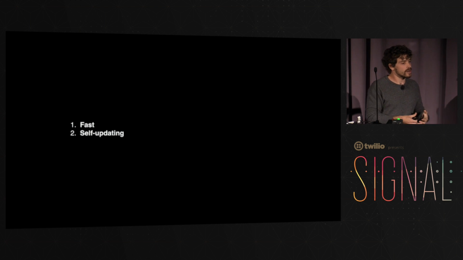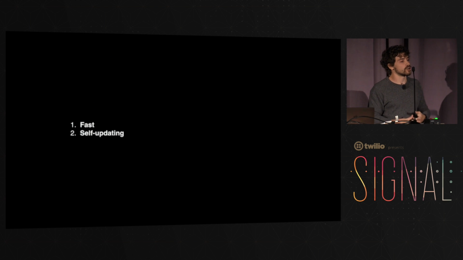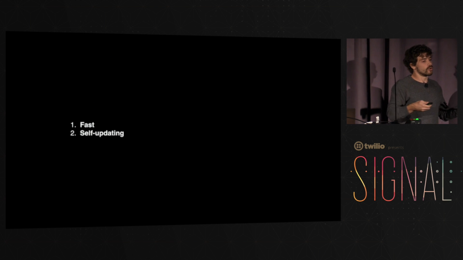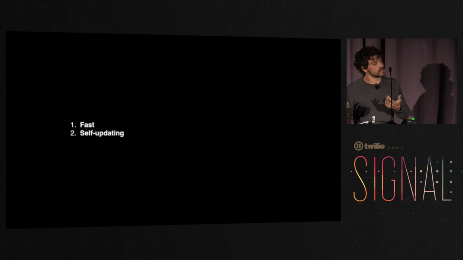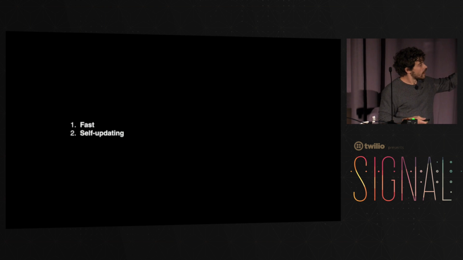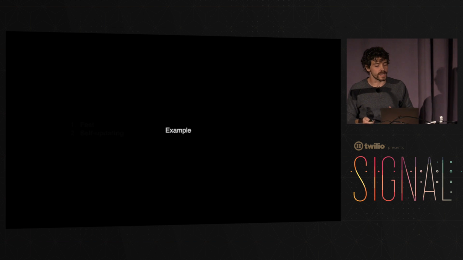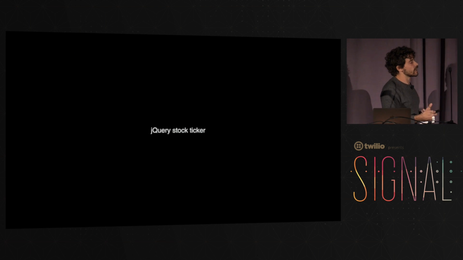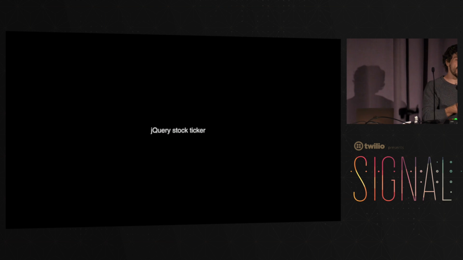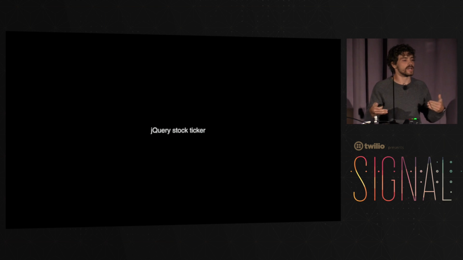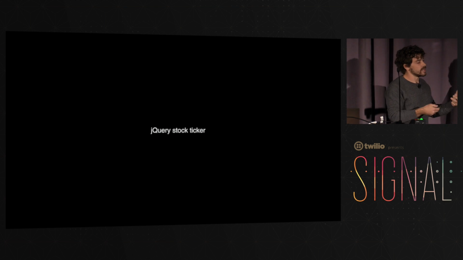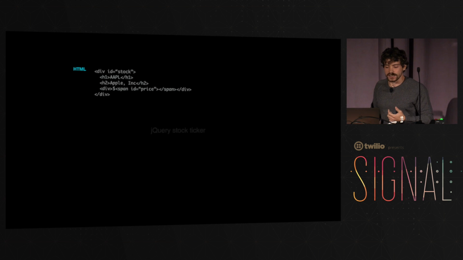It doesn't matter if you're working on the network architecture or the topologies, or if you're thinking about what the application looks like or how it behaves, it's useful to go by these two premises. It has to be fast and self-updating. An example that I like to give of how this reflects in a day-to-day programming task would be implementing a very simple stock ticker.